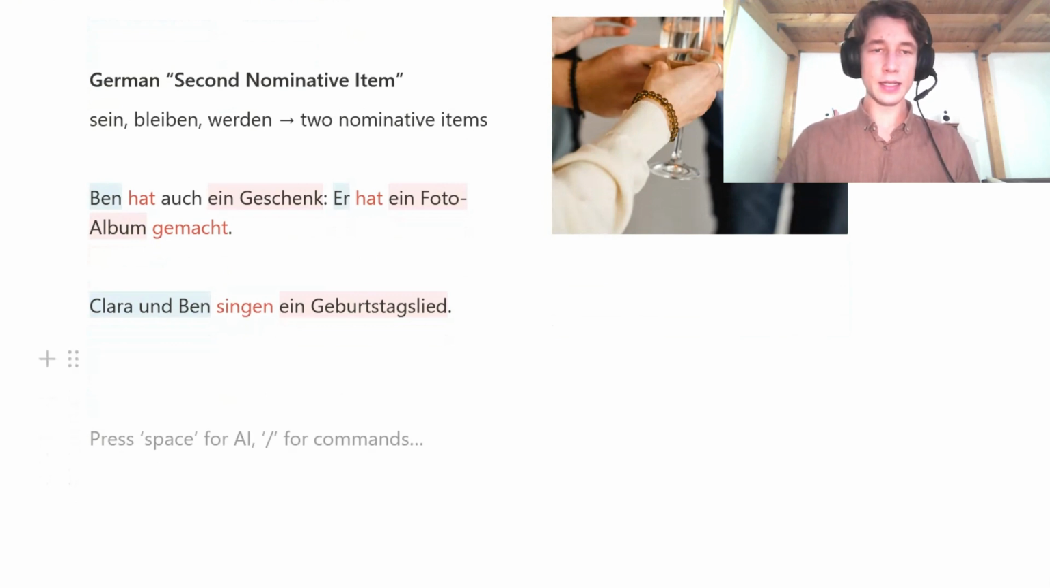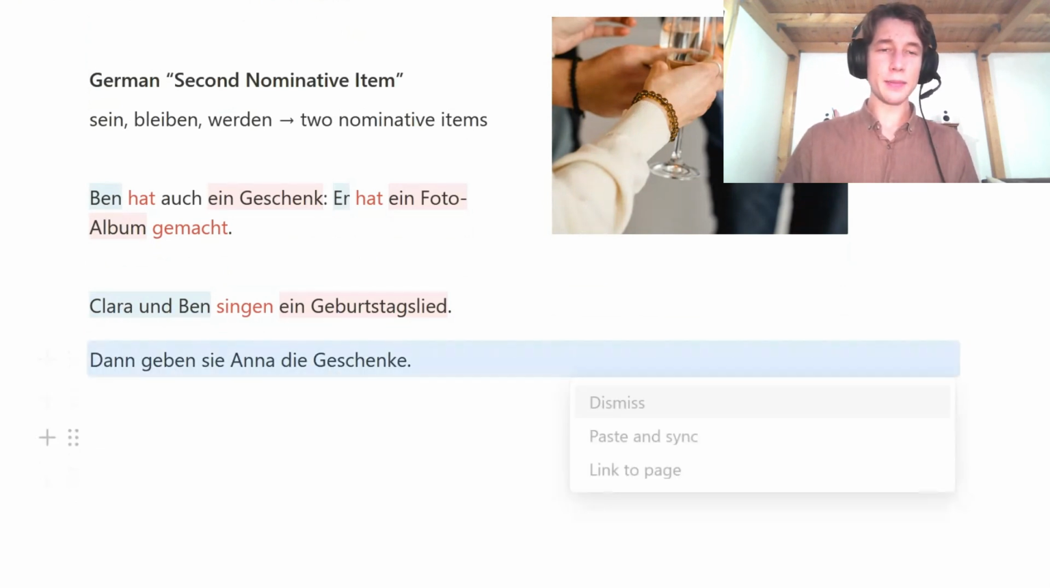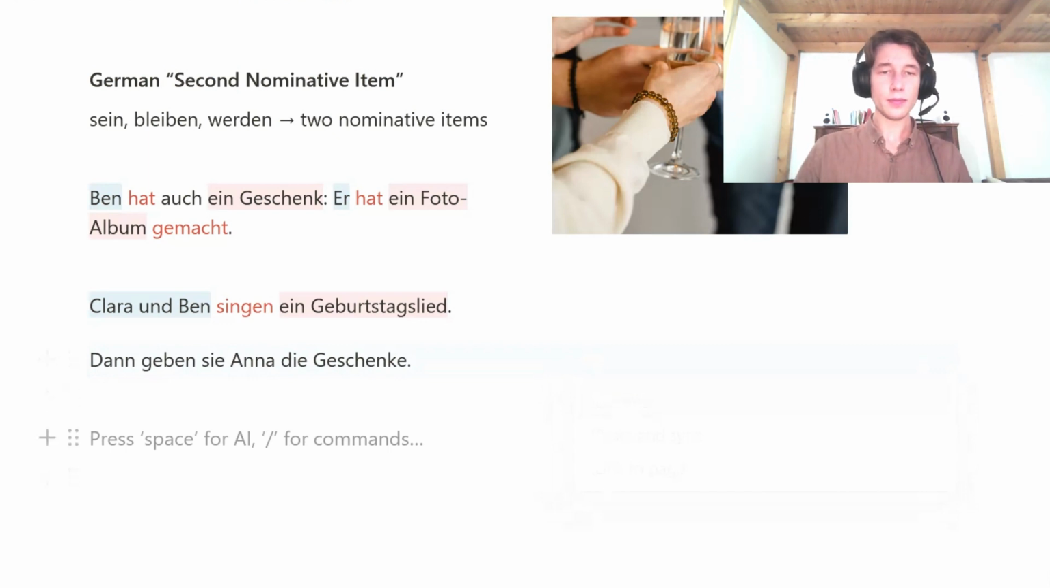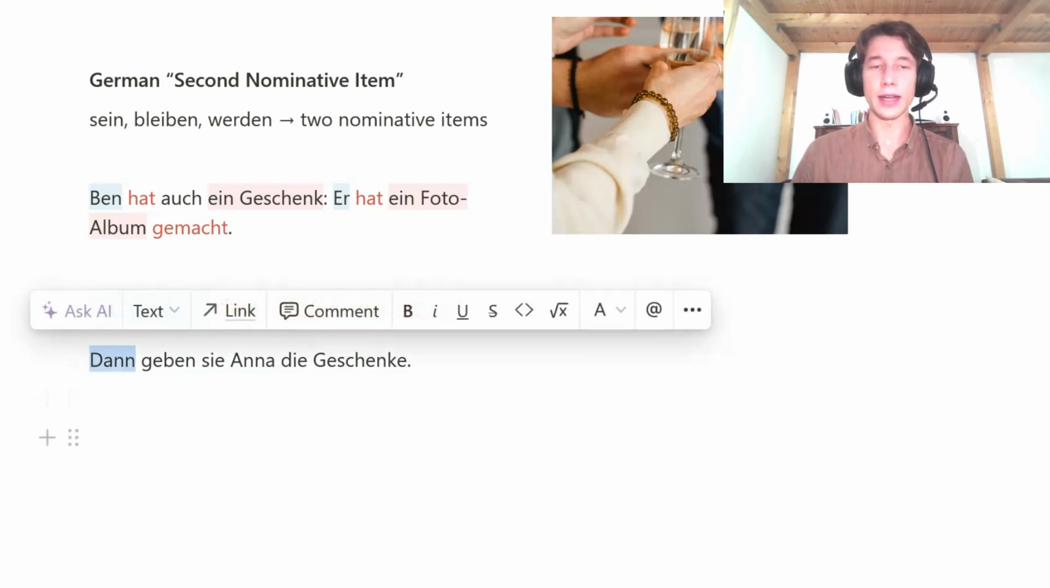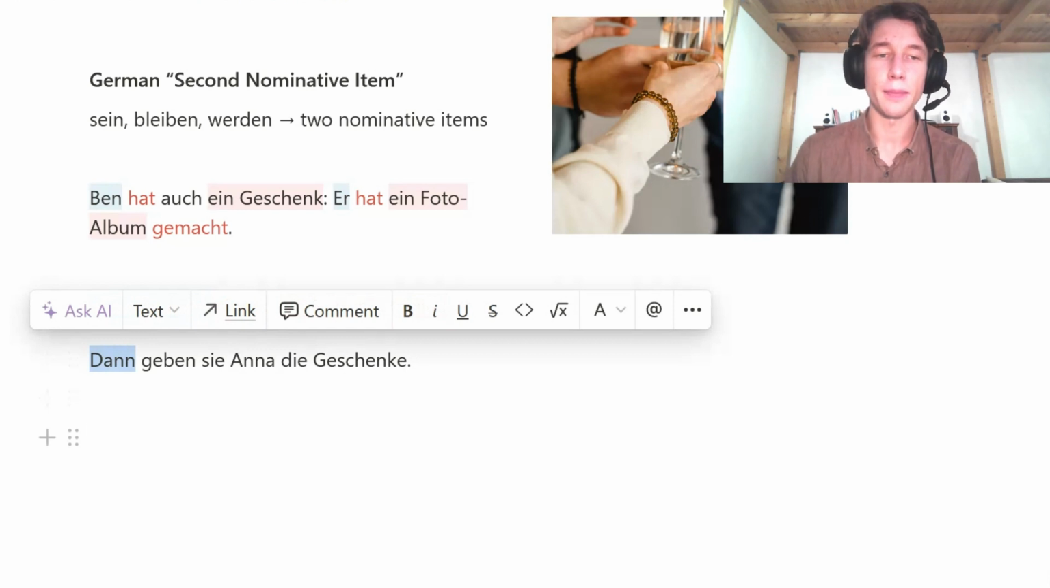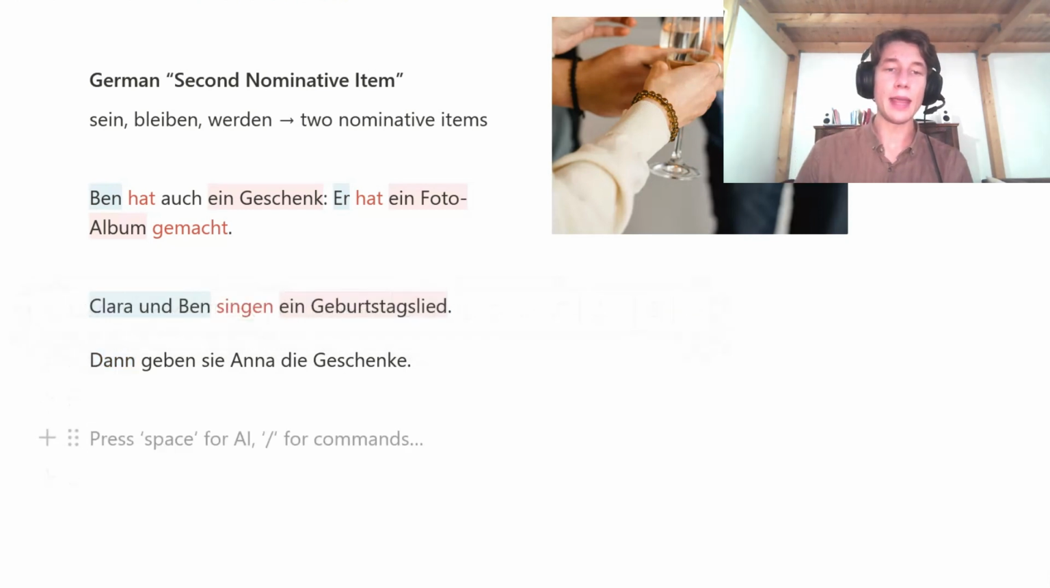Let's get the next sentence. Dann geben sie Anna die Geschenke. Then they give Anna the presents. So let's see. Dann, firstly, isn't any thing, right? It just tells us about the time when this is happening. Geben is the action in the sentence. They're giving the presents to Anna.